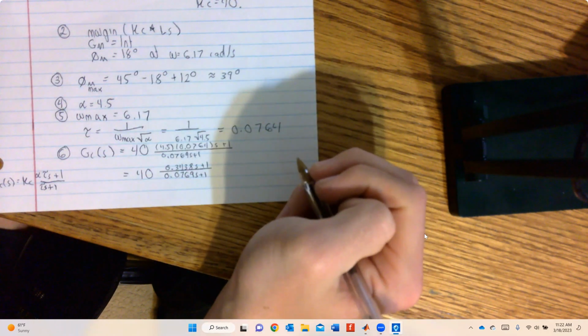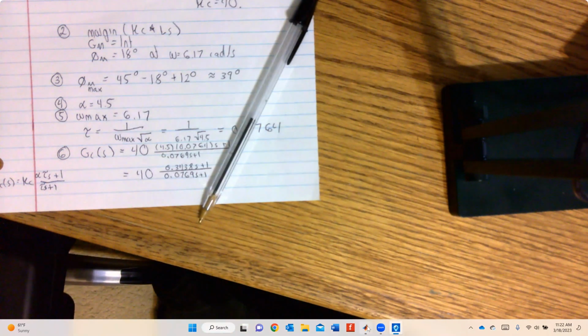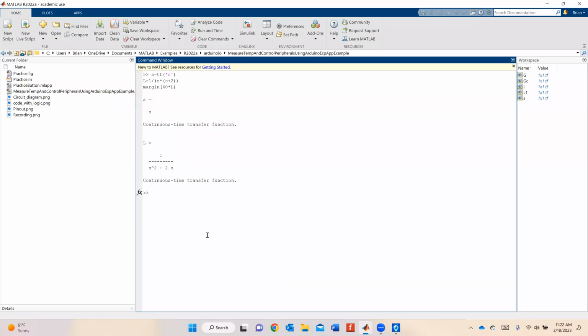And so now we're going to plug that into MATLAB and see what we get specifically. Here, I'm going to make my compensator. So my GC is going to equal 40 times 0.3438 times S plus 1 divided by 0.0764 times S plus 1. Okay. And then we're going to do margin of L times GC, because it's your open loop system times your compensator.